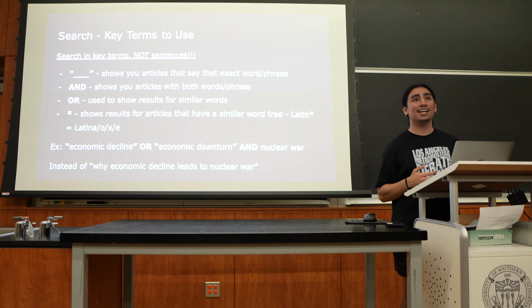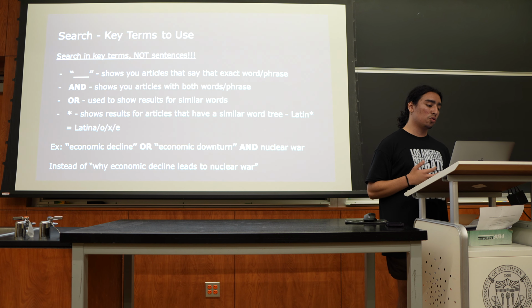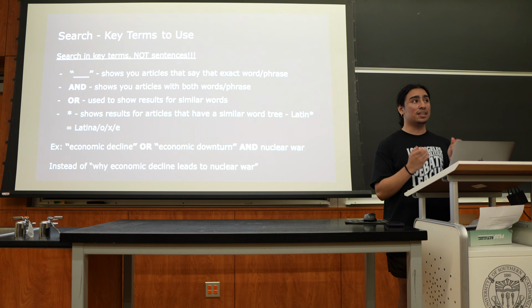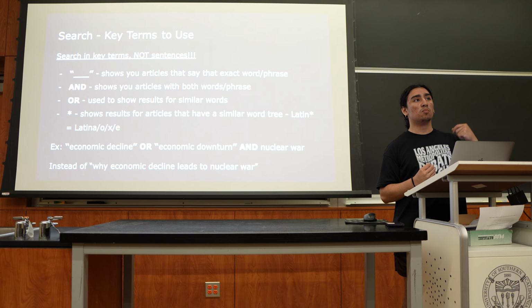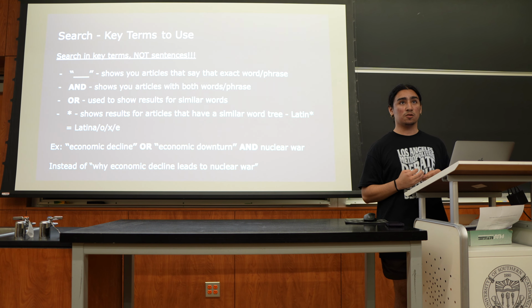Second one is AND in all caps when you're using Google or any search engine. When you put AND in all caps, it shows you articles with multiple words and phrases that you're looking for. So for example, again, turning the sentence why economic decline leads to nuclear war to economic decline AND nuclear war. That way, you're going to get a bunch of articles that say those exact words instead of Google trying to show you an article that says the exact sentence, why economic decline leads to nuclear war. It gives you more efficient searches, and I'm going to show you how to parse out through articles that say exactly what you want to say when we get into the exercise.